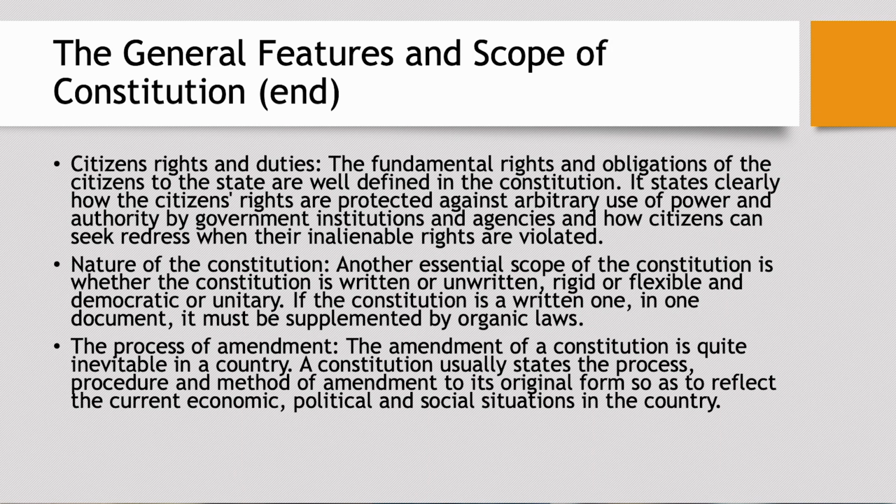The nature of the Constitution. Another essential scope of the Constitution is whether the Constitution is written or unwritten, rigid or flexible, democratic or unitary. If the Constitution is a written one in one document, it must be supplemented by organic law.